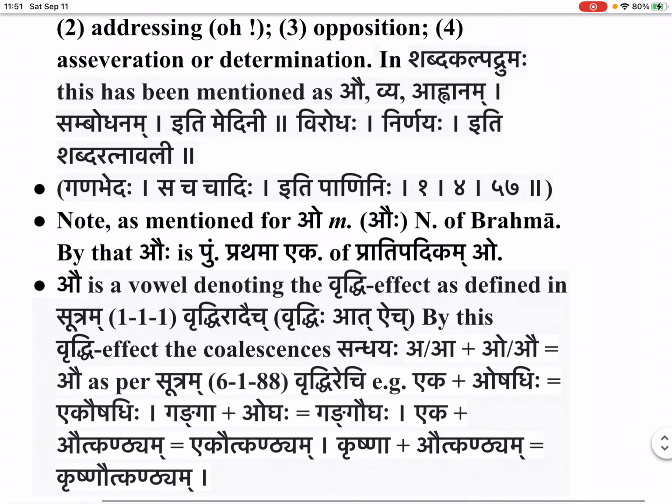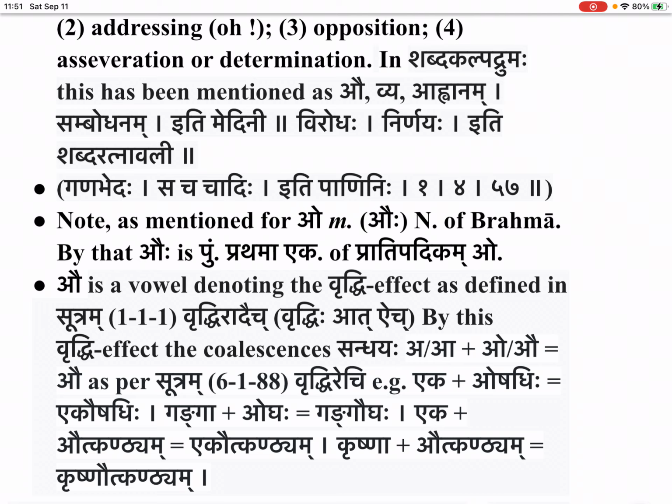Ganabheda. Chadayah iti Paninih 1457. This Panini Sutram 1457 possibly quotes Chadayah Sattve, Chadayah Asattve. And because there is the word Adi in Chadayah, what all are included under Chadayah is detailed in Ganabheda. It is a separate detail, Ganah.